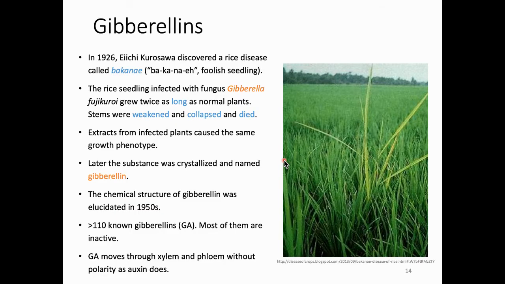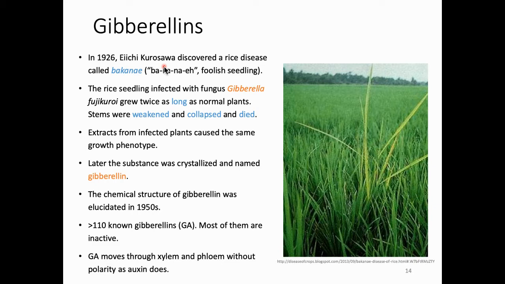The next hormone that we will talk about is gibberellin. Gibberellin was discovered in Japan in the year 1926 by Mr. Kurosawa. He discovered the rice disease called Bakanae. That just means foolish seedling. The symptom of this disease is that the rice will grow very tall but very fragile. They will weaken and collapse and then die.